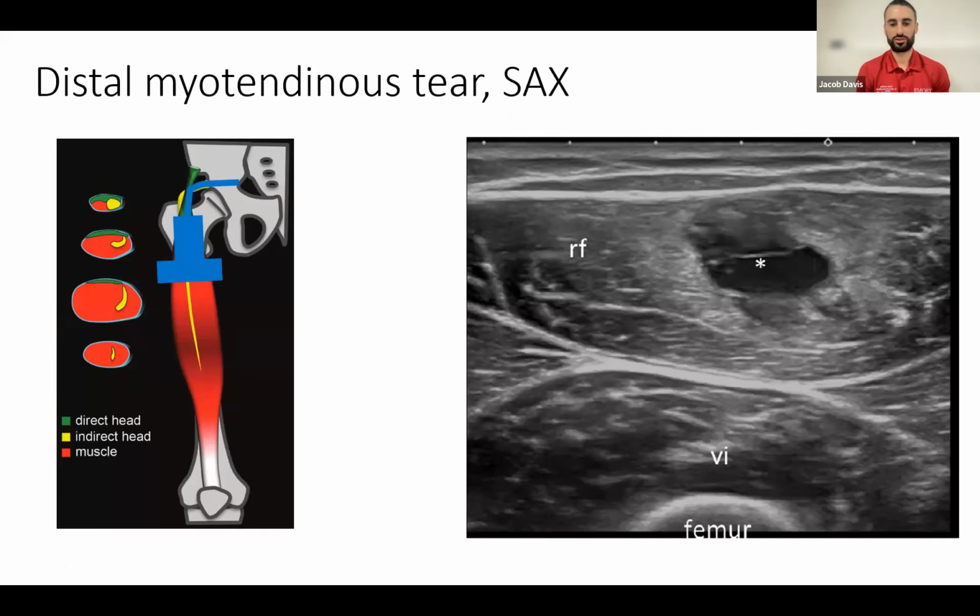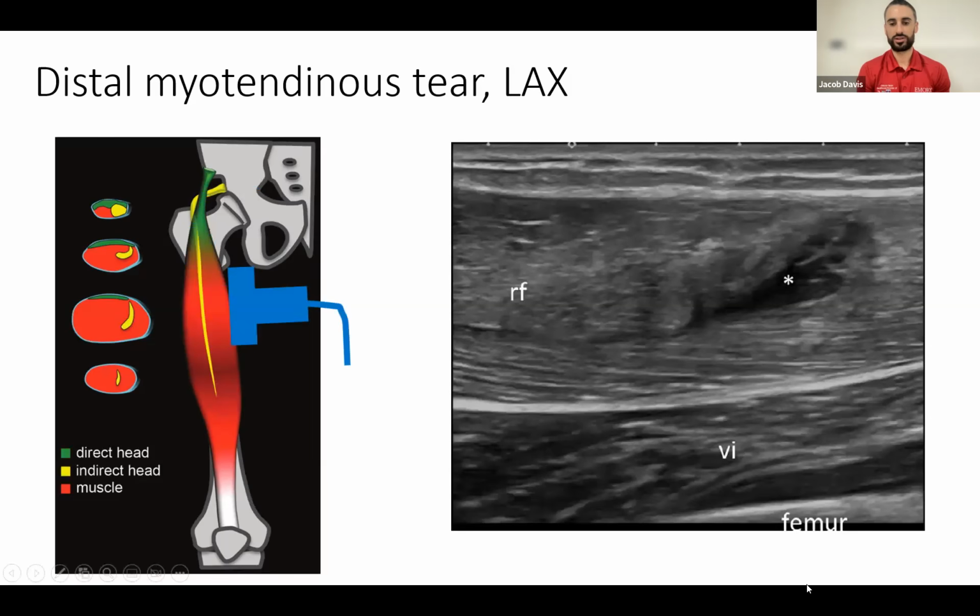We're going to look at this in a sagittal short axis plane, and you see the rectus muscle on top. And where that central aponeurosis would be, you have a small hematoma in that area where that indirect tendon turns into the central aponeurosis. Now you have our superficial aponeurosis that's intact. So this is a distal myotendinous tear of that central aponeurosis with a small hematoma within that area. And then looking at this in a longitudinal plane, you can see the hematoma where the central aponeurosis would be and our intact superficial aponeurosis. So distal myotendinous tear for sure on this. And you would compare this to the contralateral side.